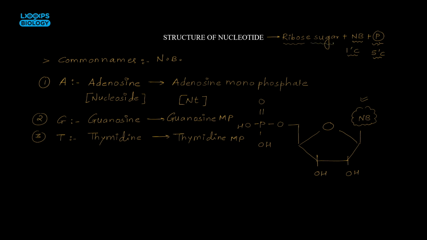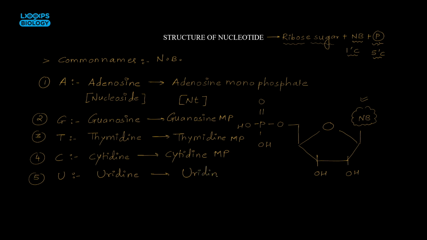Whenever I am going to add deoxyribose sugar, every name will come with a prefix of deoxy. Alright, next case will be of your cytosine, that is known as cytidine. So there will be cytidine monophosphate, and coming to your last nitrogenous base, that is uracil, that is called as uridine, and the name will be uridine monophosphate. So these are your common names for nucleotides.